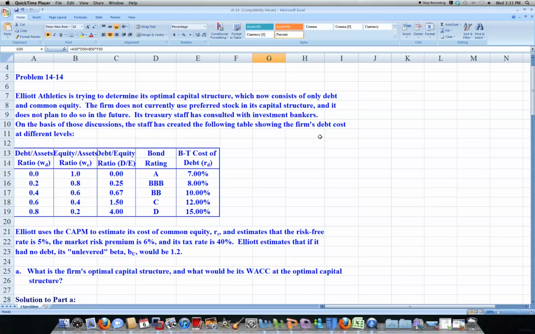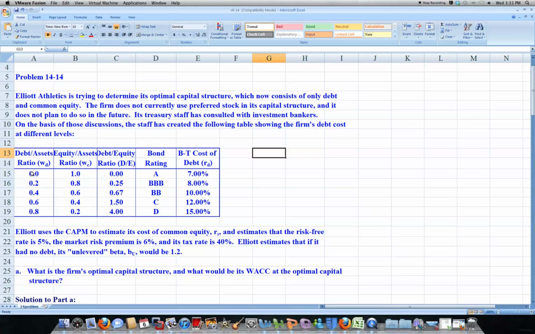Elliott Athletics is trying to determine its optimal capital structure, which now consists of only debt and common equity. The firm does not currently use preferred stock in its capital structure, and it does not plan to do so in the future. Its treasury staff has consulted with investment bankers. On the basis of those discussions, the staff has created the following table. So now we can look at the debt to assets, equity to assets, and debt to equity.